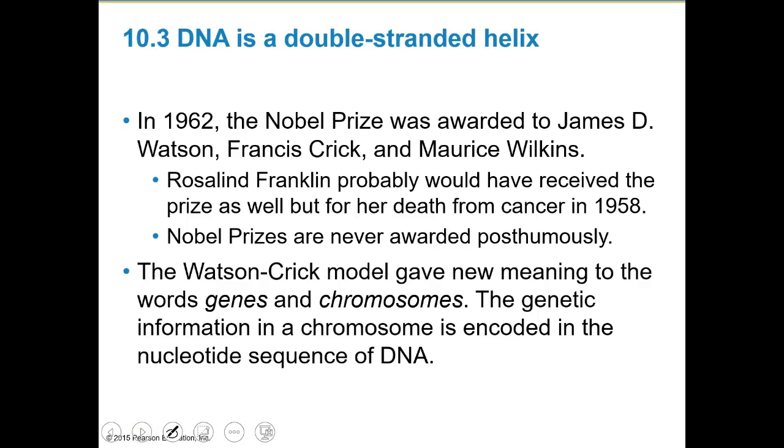So in '62, the Nobel Prize was awarded to James D. Watson and Francis Crick and Maurice Wilkins. Rosalind Franklin probably would have received the prize as well, but for her death from cancer in 1958. Nobel Prizes are never awarded posthumously. The Watson and Crick model gave new meaning to the words genes and chromosomes. The genetic information in a chromosome is encoded in the nucleotide sequence of the DNA.